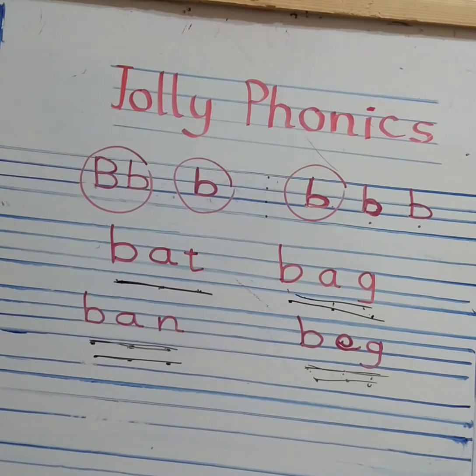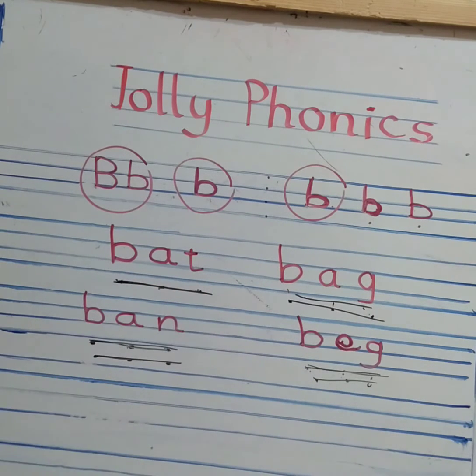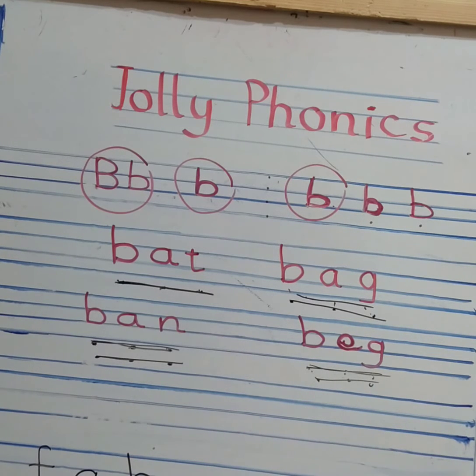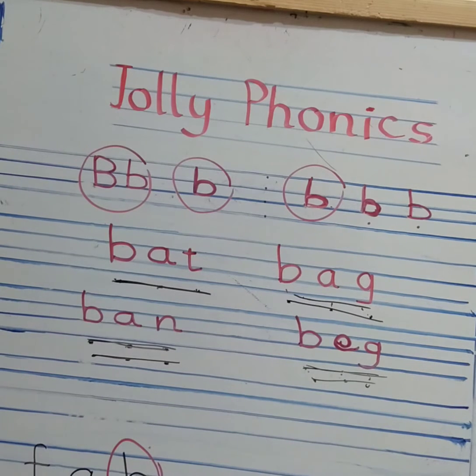Okay, good job. Now let's search, find, and circle the b sound. Okay, ready? Find the sound b and circle. Yes, here it is. Okay. Yes, excellent. This is the sound b.